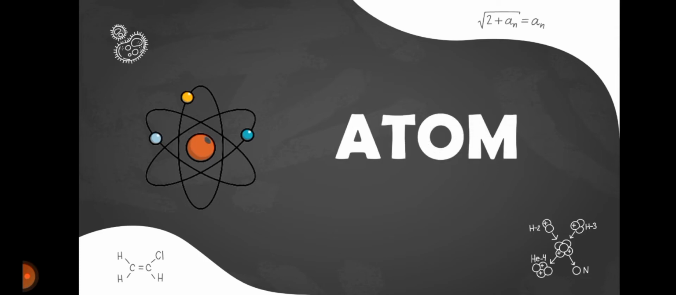First word, we have the atom. What is atom? Atom is the smallest particle of an element. It is the smallest unit of matter that forms a chemical element. It is also the building blocks of matter.